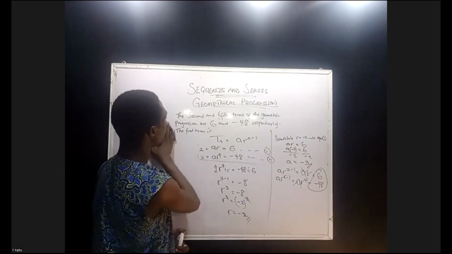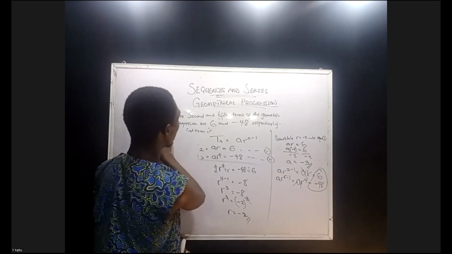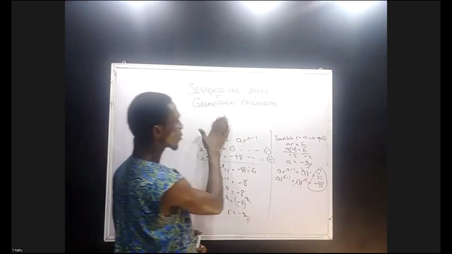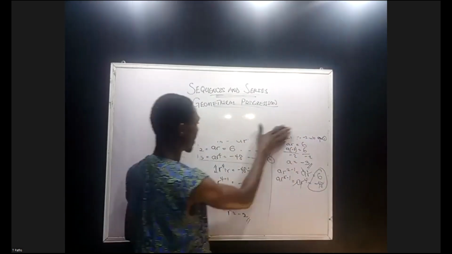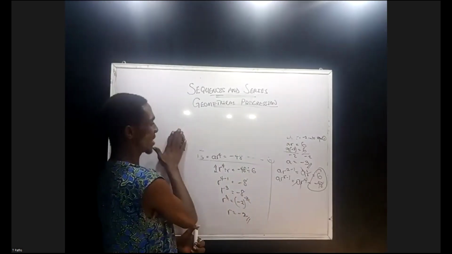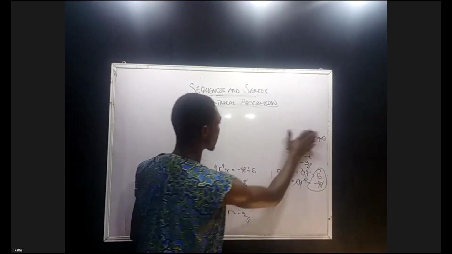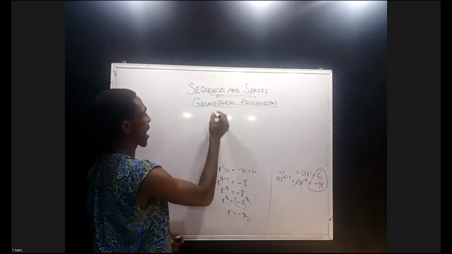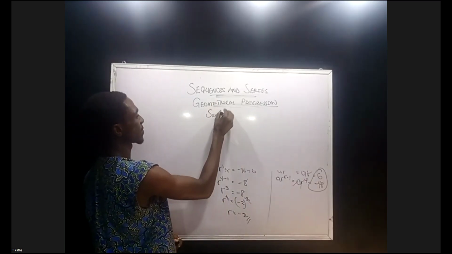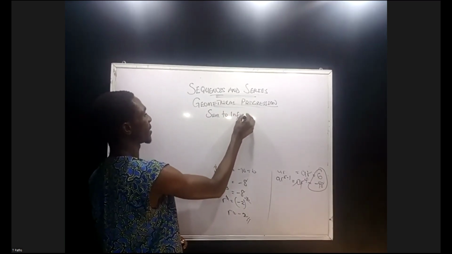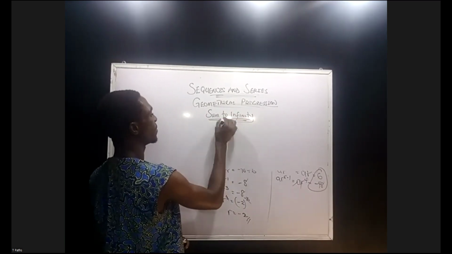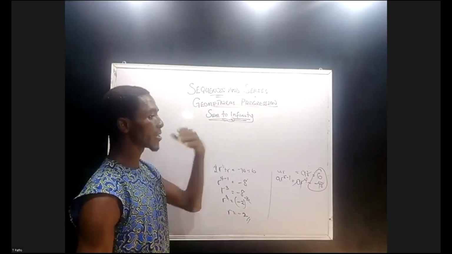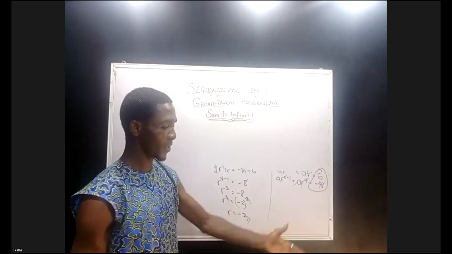We move on to the next concept for today, which is geometric progression of infinite sequence. We call it sum to infinity of a GP. In this case, sum to infinity of a GP arises from the sum of terms of a GP.